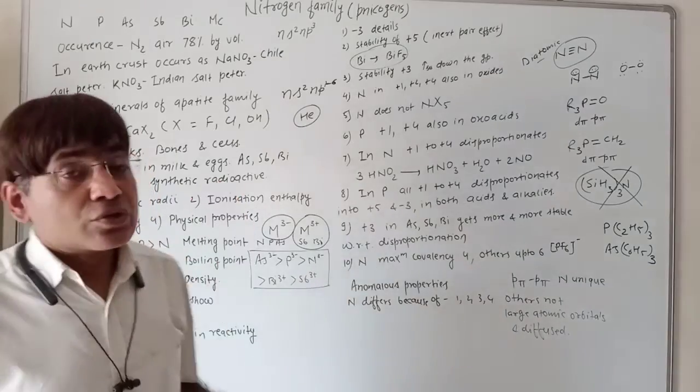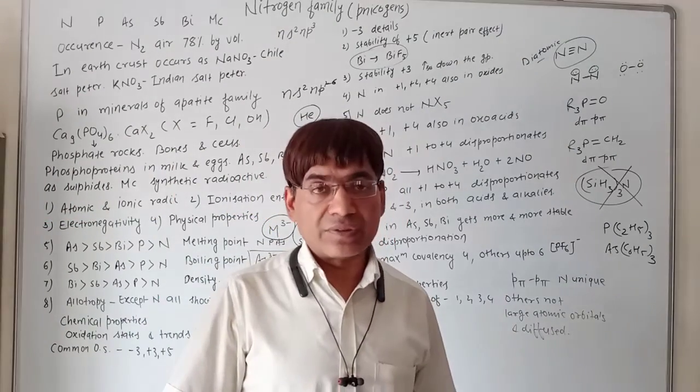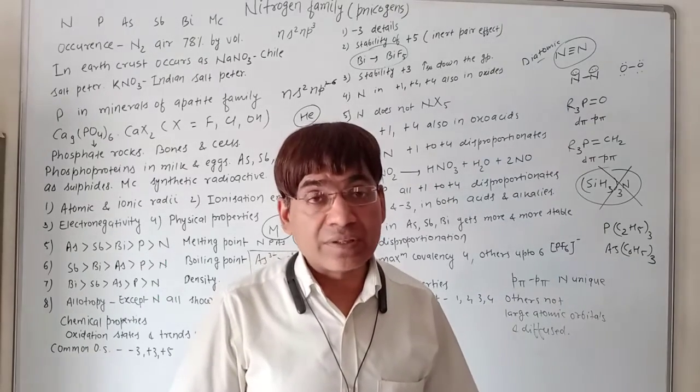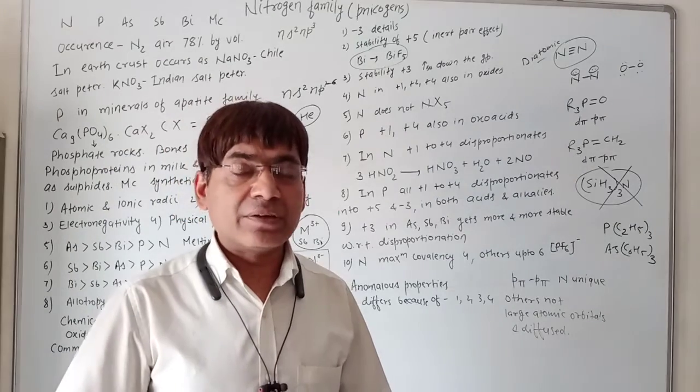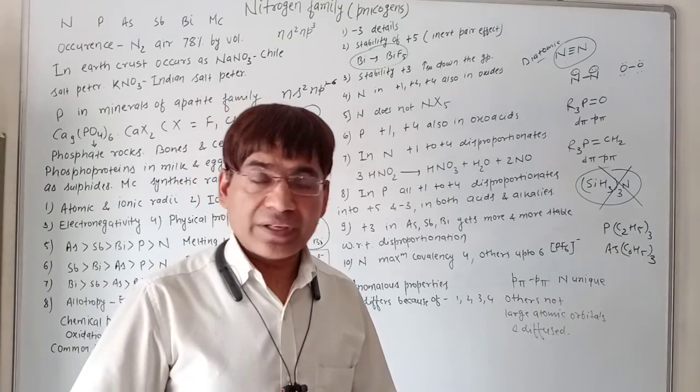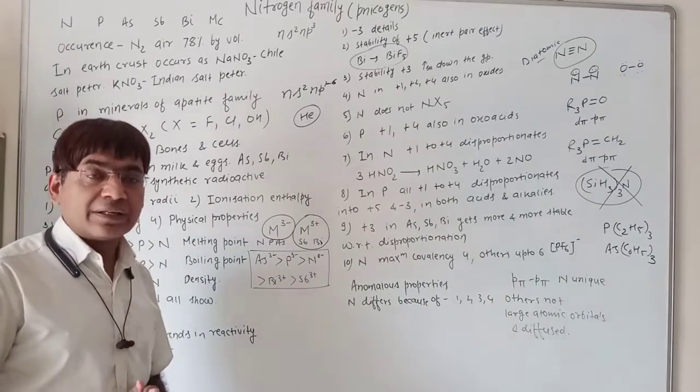Now next, as we move down in a group, the size of the atoms increases, and correspondingly ionization enthalpy decreases. So as we move down in a group, ionization enthalpy decreases.